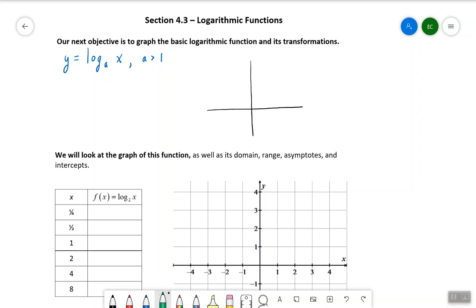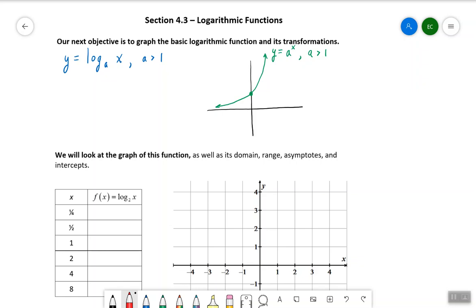What does a to the x look like? If a is greater than 1, it looks like this. So this is y equals a to the x, where a is greater than 1. Again, it might be convenient to think of a as equal to 2 or 10 or some other fixed number. In section 4.2, we learned the graph of the exponential. And now in this section, we learn that the logarithm is the inverse of that.